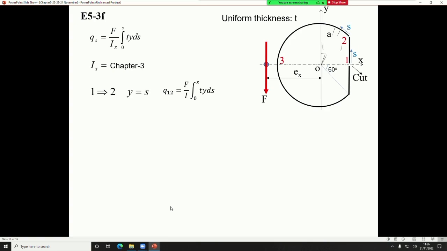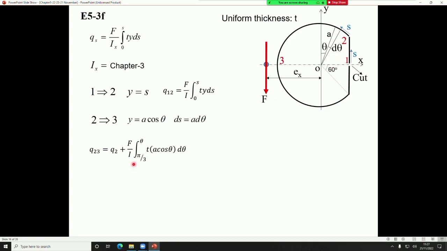Now, between 2 and 3, the section is not semicircular, it's an arc. But the difference between the one we solved earlier, point 2 was located on the y-axis. In this one, 2 is located at this position. So when you're finding the integral, the only difference between the solution of the previous one and this one is that theta starts at pi over 3, which is this angle.